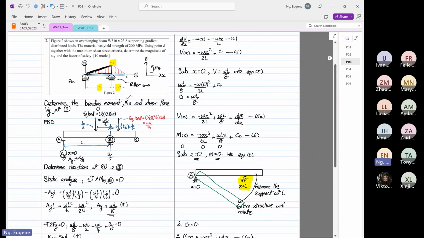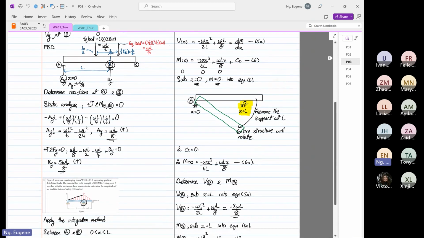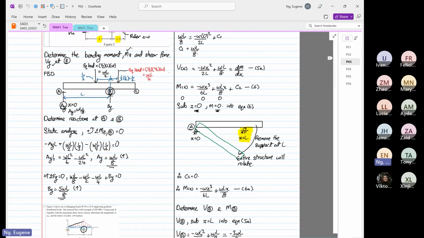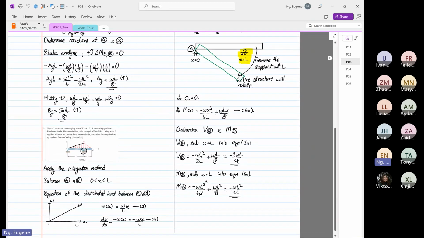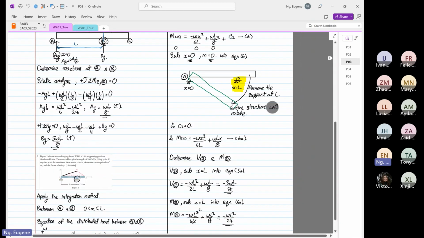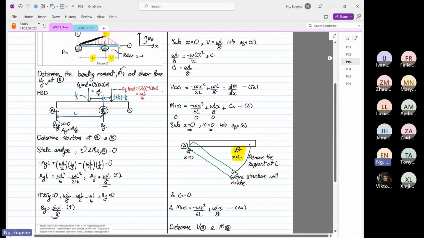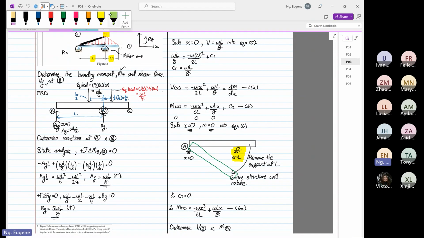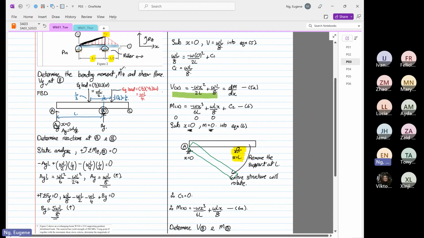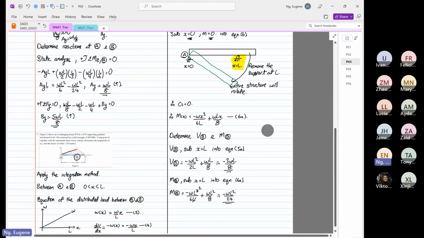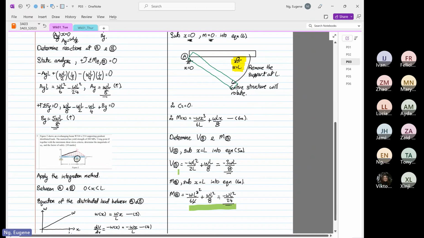Remember from your statics and strength of materials how to determine the shear force and bending moment equation. So we do this by the integration method. From the integration method, we found the magnitude of our shear force and also the magnitude of our bending moment, right? So we determine these values over here.